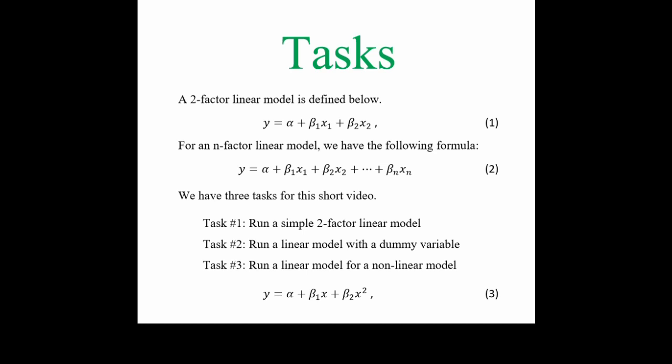For this video, we have 3 tasks. Task number 1, run a simple two-factor linear model. Task number 2, run a linear model with a dummy variable. Task number 3, actually for some cases, we can run a linear model for a non-linear model. For example, equation number 3, y equals alpha plus beta 1 x plus beta 2 x squared. So this is not a linear model. However, we can treat it as a linear model.